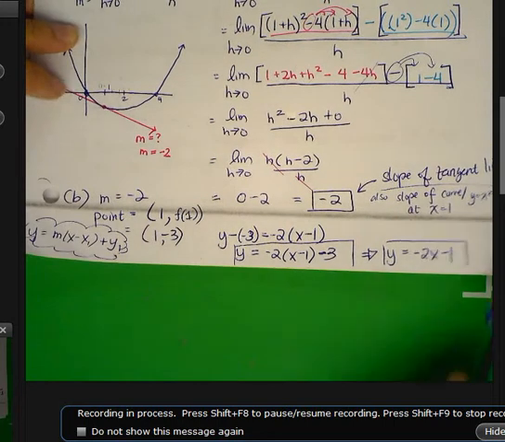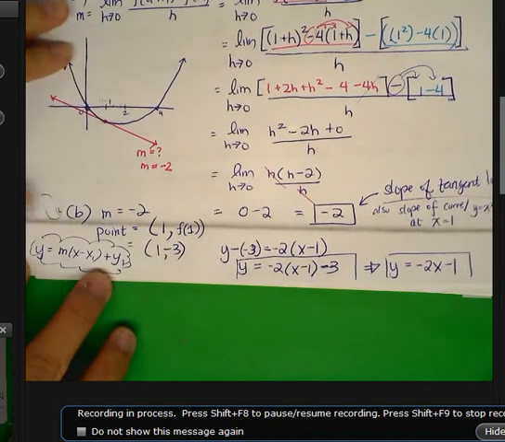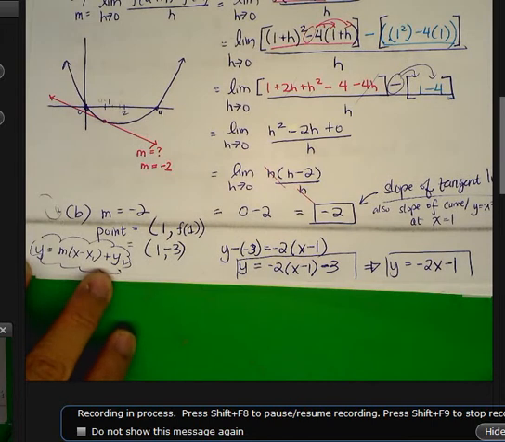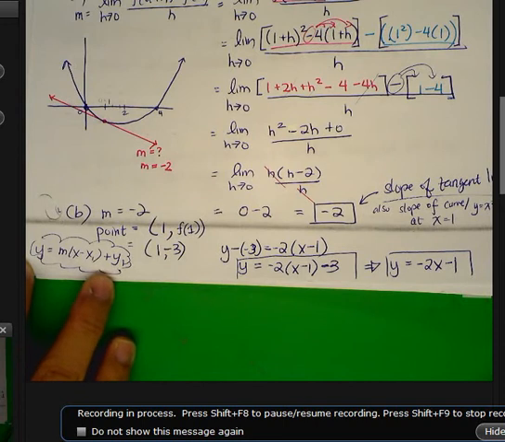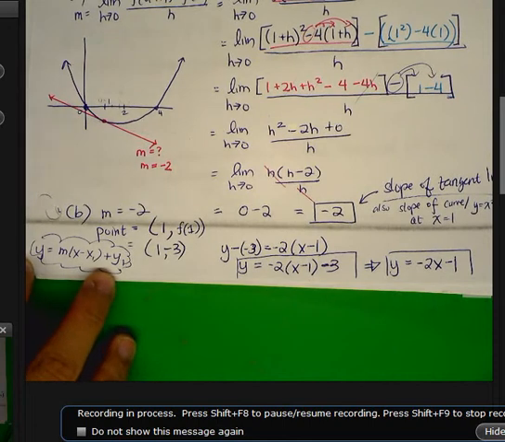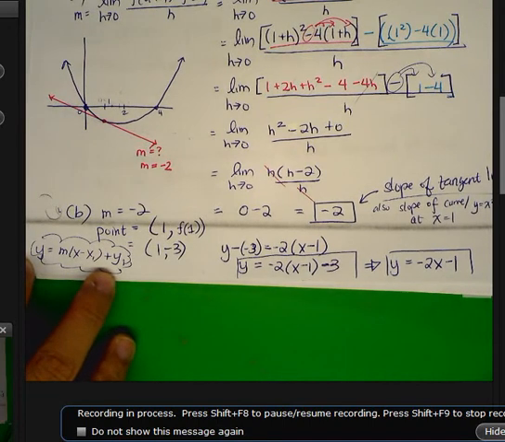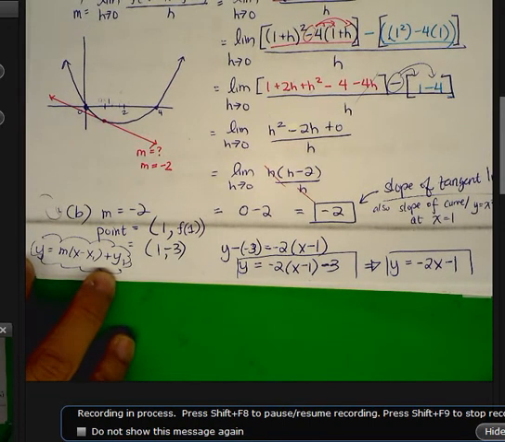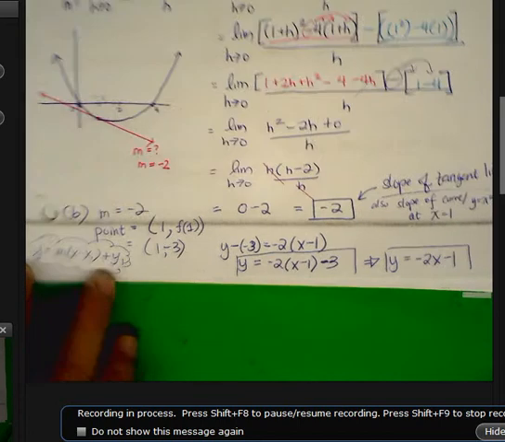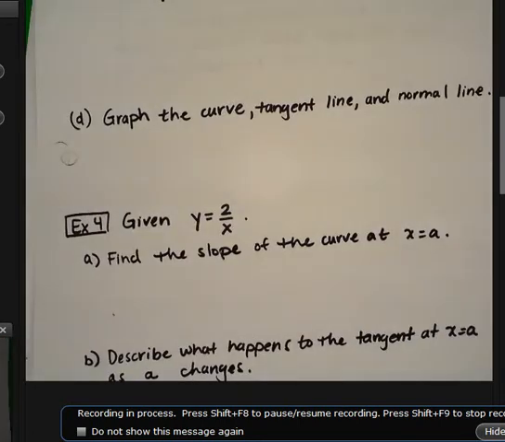Get me? Okay, so we just figured out how to use the limit of the secant line to find the slope of the tangent line to a curve, and use that and plug it in to find the equation of the tangent. Pretty cool stuff, huh? All right, so turn to the next page.